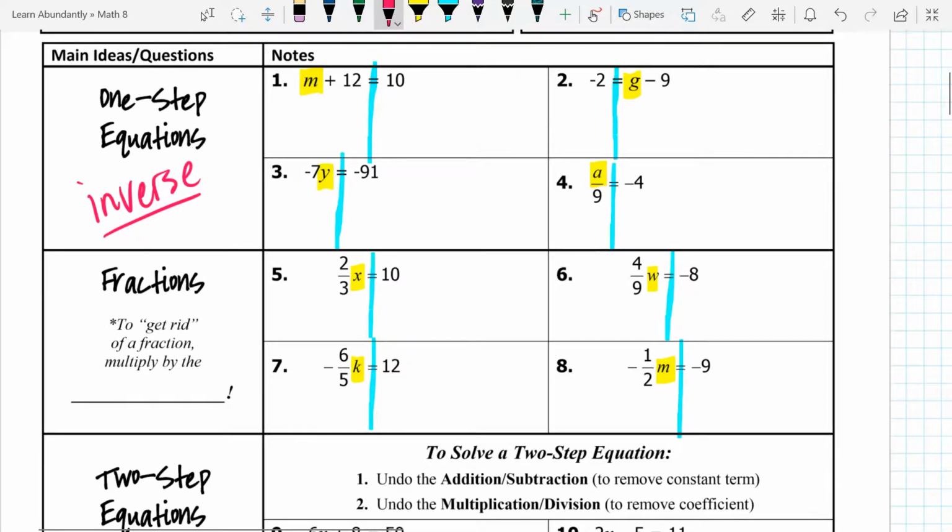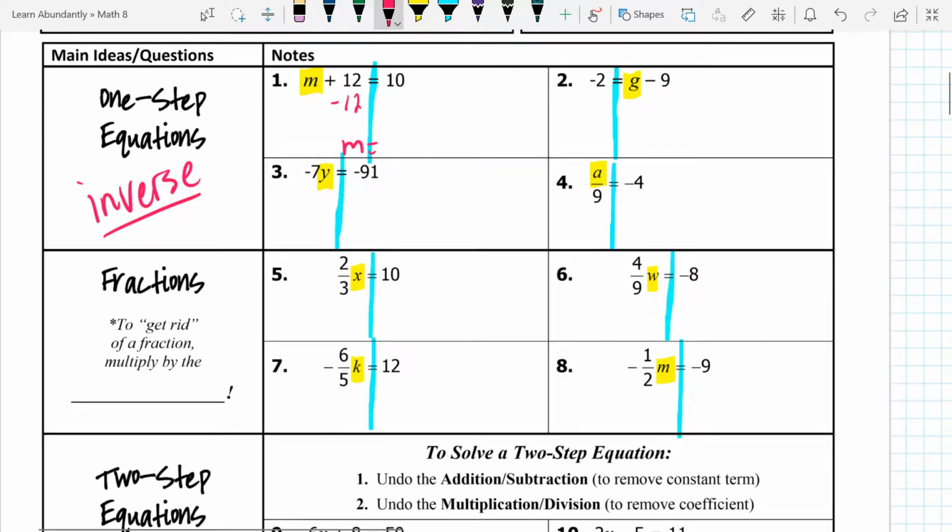Now I'm going to start with number 1, and I'm going to take a look at that m that I highlighted, the variable. What I need to do is get rid of that plus 12 that's over on that side. I want that side to just say m. I'd love my equation to be m equals a number, but right now I have m plus 12 equals a number. So in order to get the m by itself, I need to do the opposite of what's being done. Right now, m is being added by 12, so I'm going to subtract 12.